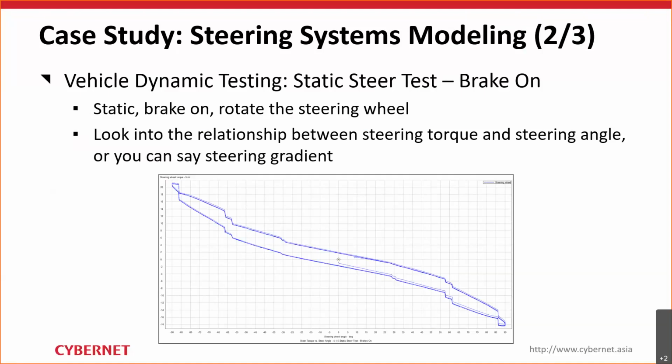You can see from this graph, the x-axis is the steering angle and the y-axis is the steering torque. A key point is the slope between steering torque and steering angle. In vehicle dynamics, we call it the steering gradient. The steering gradient will show whether the steering wheel is good to drive.